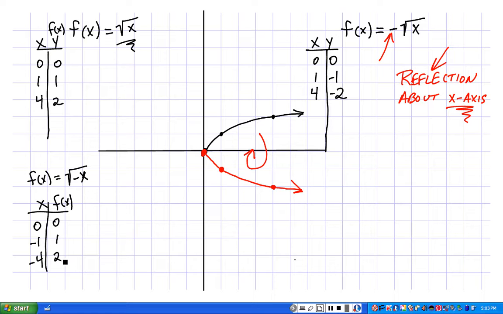Alright, so now you have your 0, 0, negative 1, 1, negative 4, 2. Oops, that didn't look good.